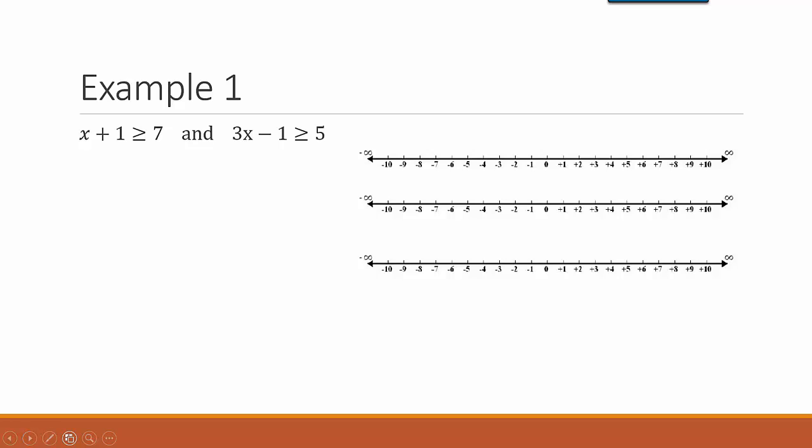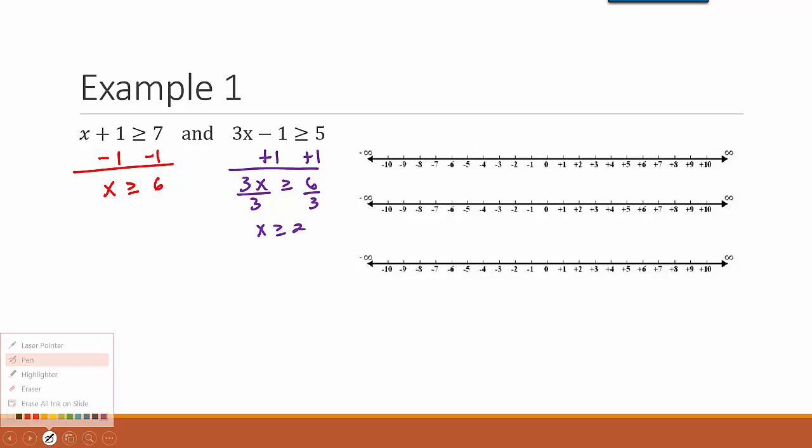Okay, so let's look at a few examples of solving compound inequalities, the and type. All right, so first of all, you would just solve the inequalities separately. So here I would subtract 1. That gives me x is greater than or equal to 6. On this one, I would add 1. And then divide by 3. That gives me x is greater than or equal to 2.